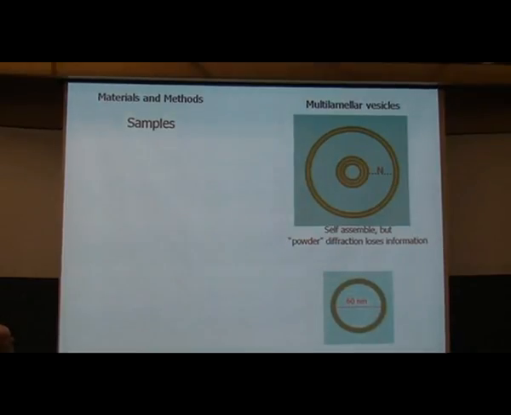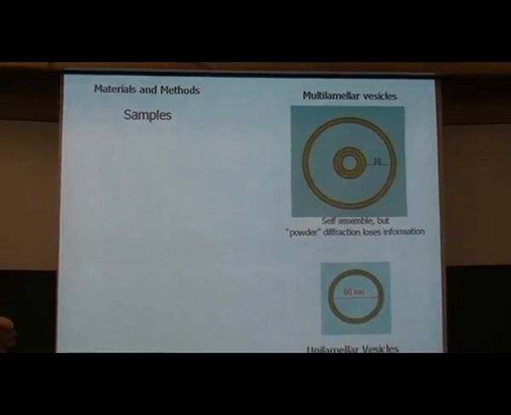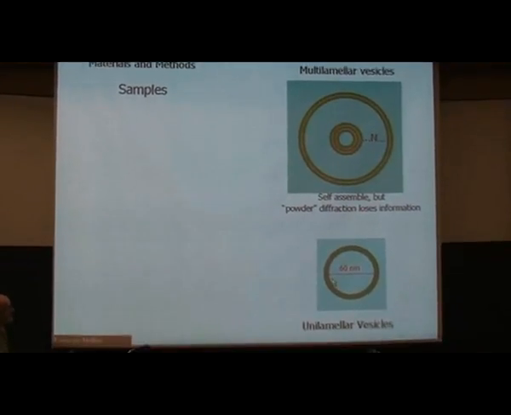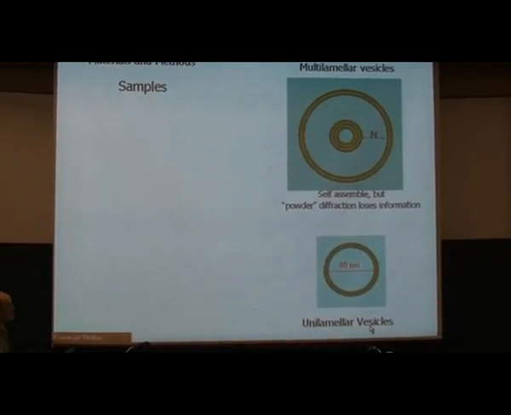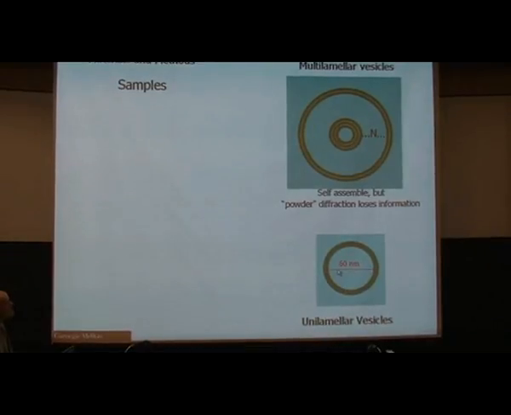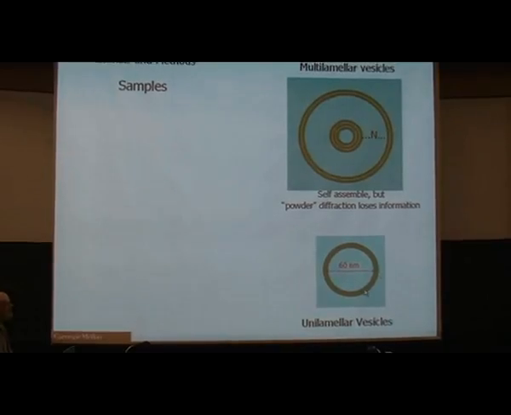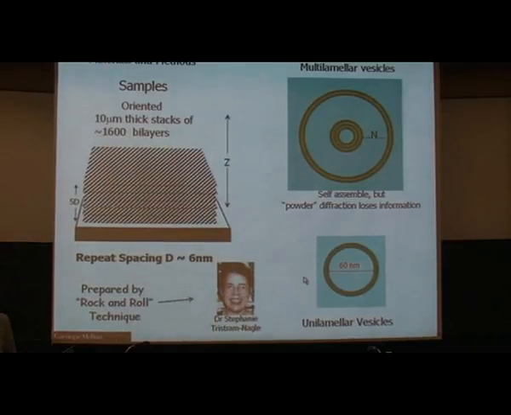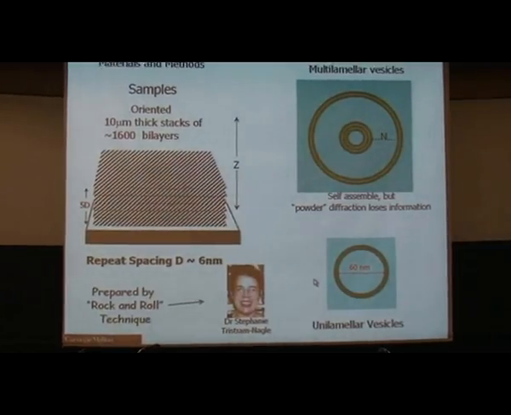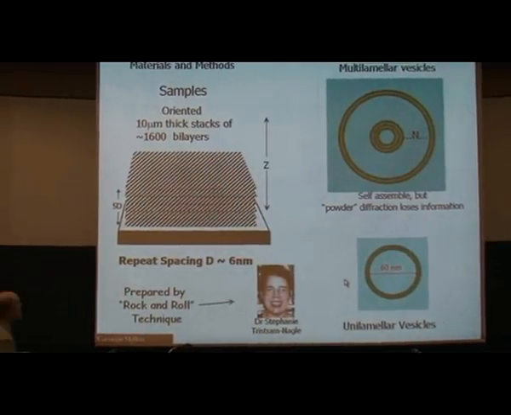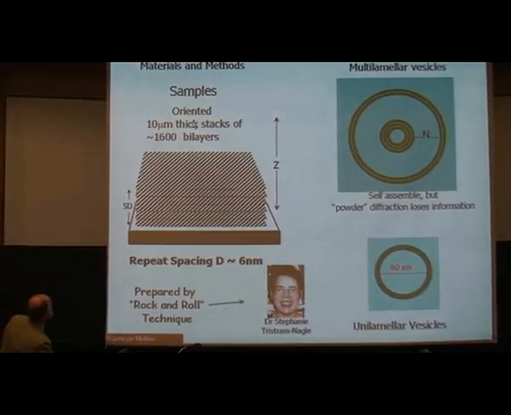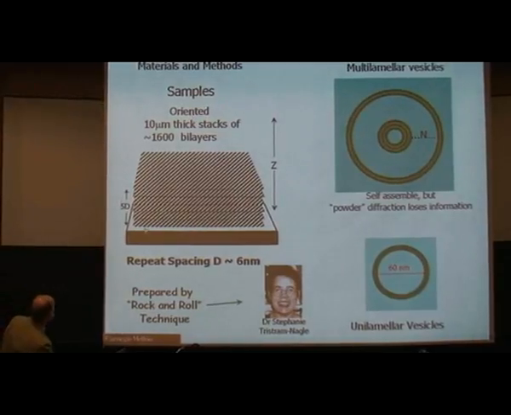We also do unilamellar vesicles, though we've stopped doing these, and they're actually rather small. They're only 600 angstroms in diameter, so this is actually the correct aspect ratio, but they're very useful for some things. But our main sample preparation is using oriented samples that, schematically, look like this.